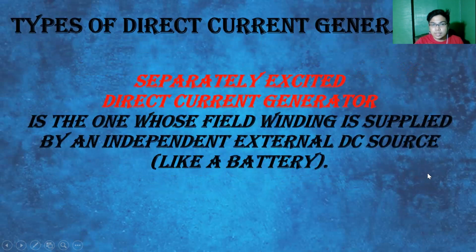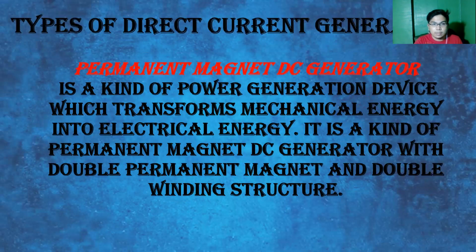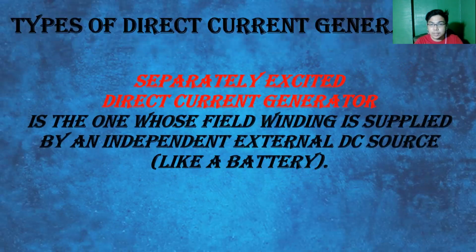Next is separately excited direct current generator. It's the one whose field windings are supplied by an independent external DC source like a battery. So yung kanina is yung parang sa kuryente natin, which is mayroon siyang permanent magnet na kumbaga is tuloy-tuloy lang siya. Ito naman is meron siyang external source katulad ng mga batteries.